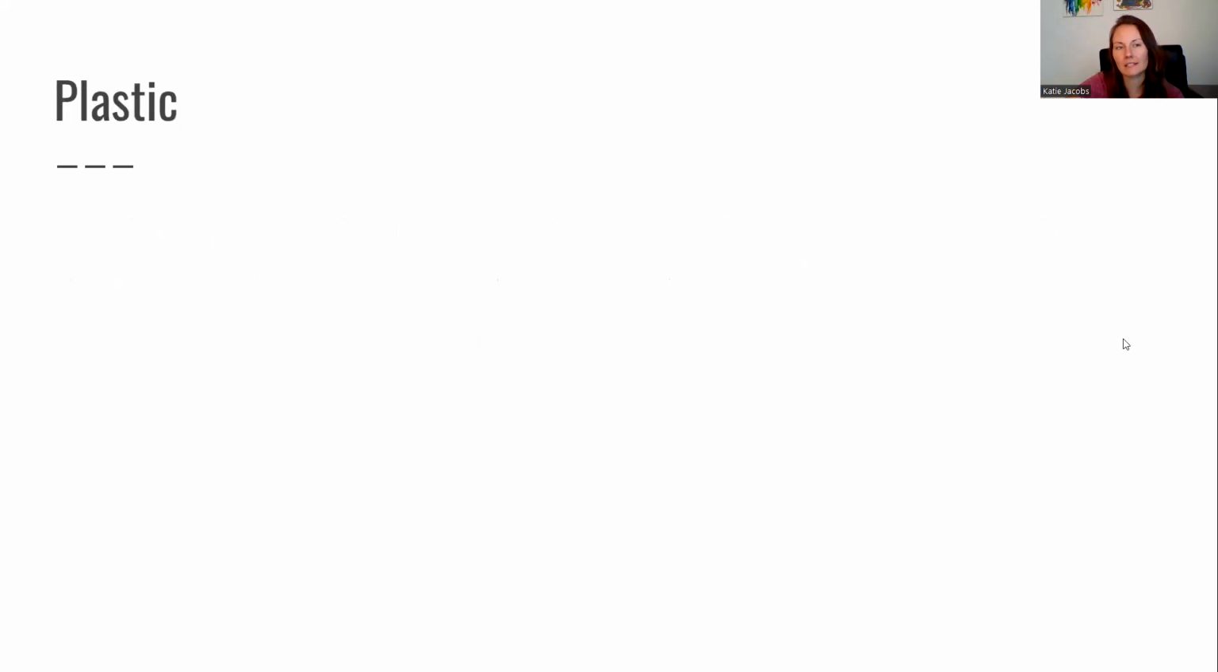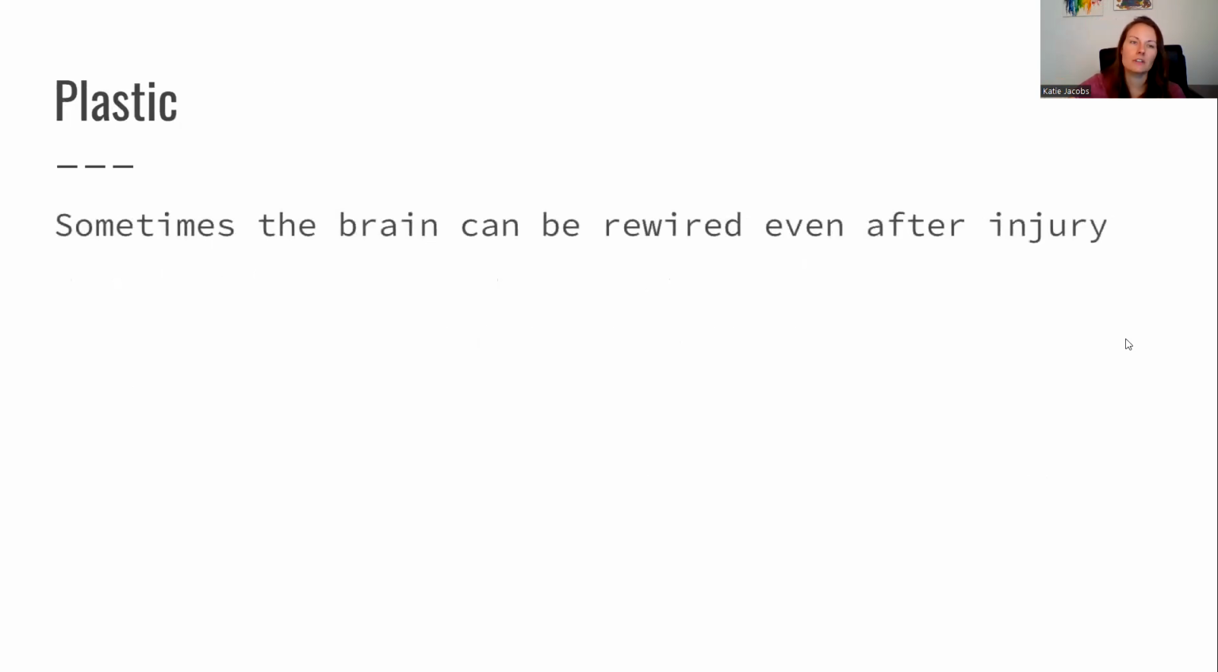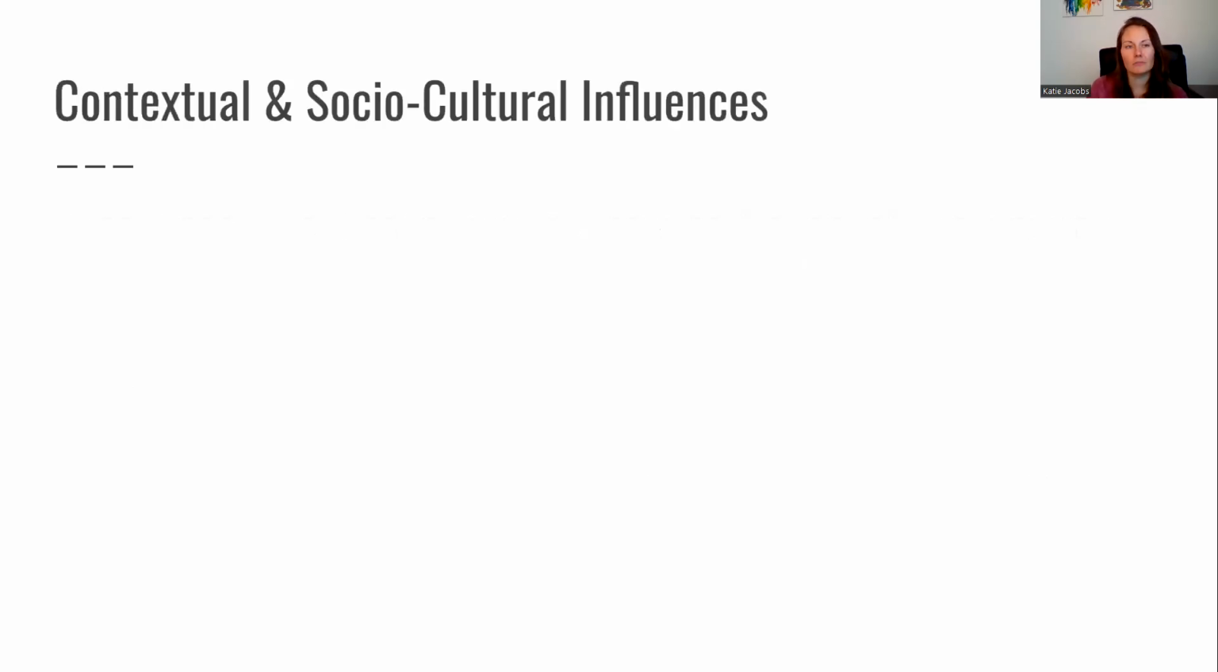And development's also plastic. So for example, sometimes the brain can be rewired even after an injury. And this goes into neuroplasticity, or how your brain rewires itself to still function even when it may not work. And it's not always just injury either. This could be, for some reason, something doesn't work anymore. So they're saying that not everything in life is completely stagnant. Sometimes there's some flexibility within development.